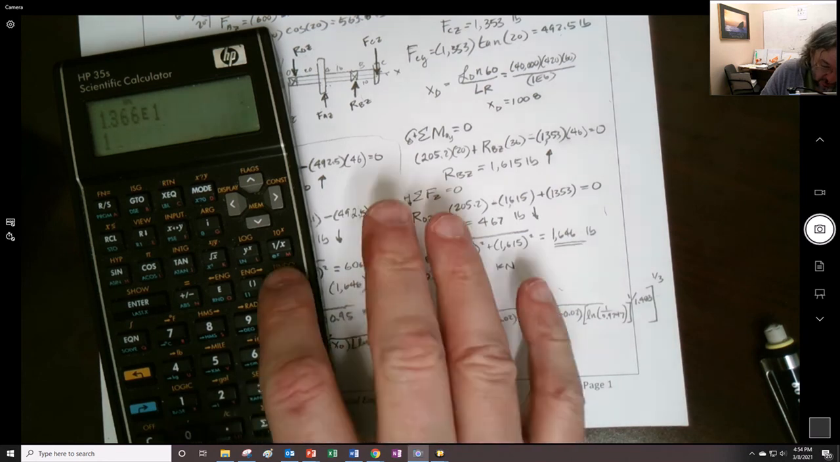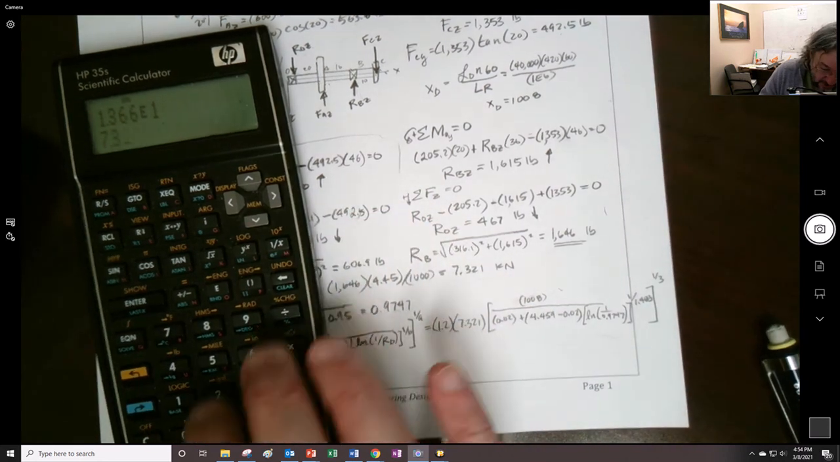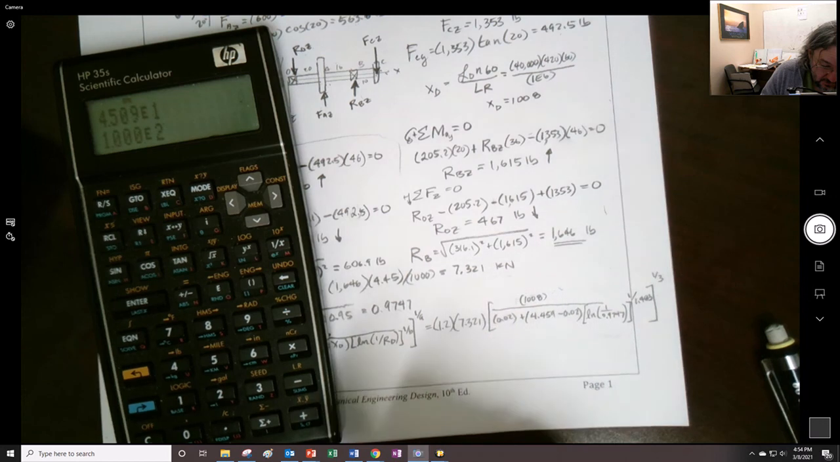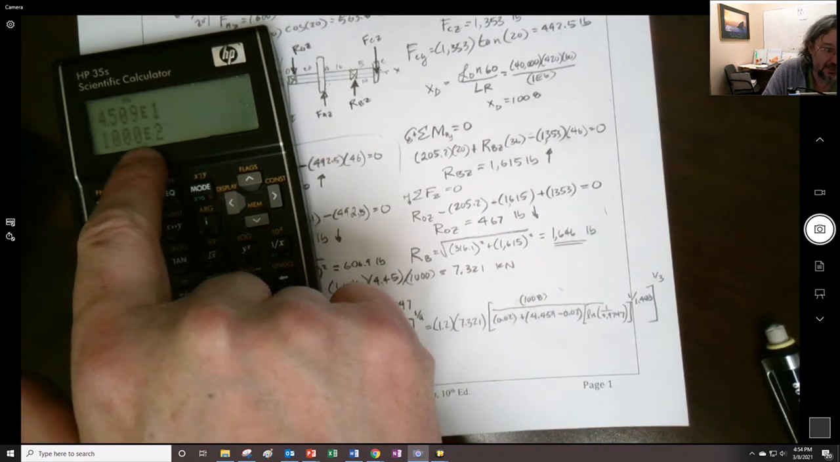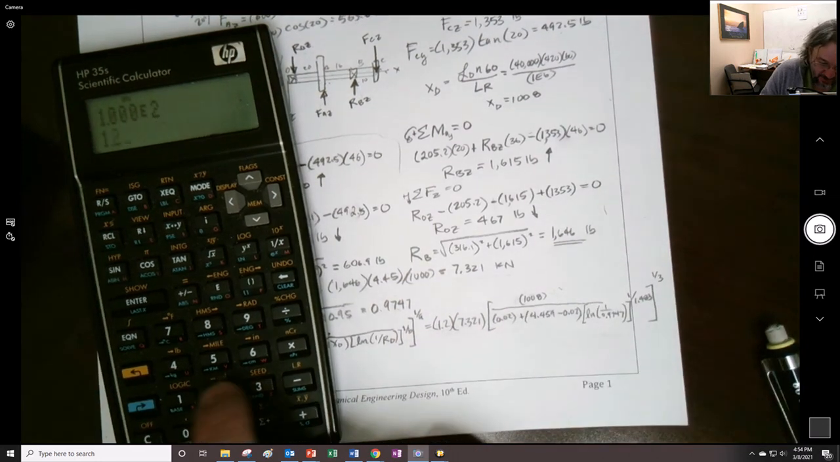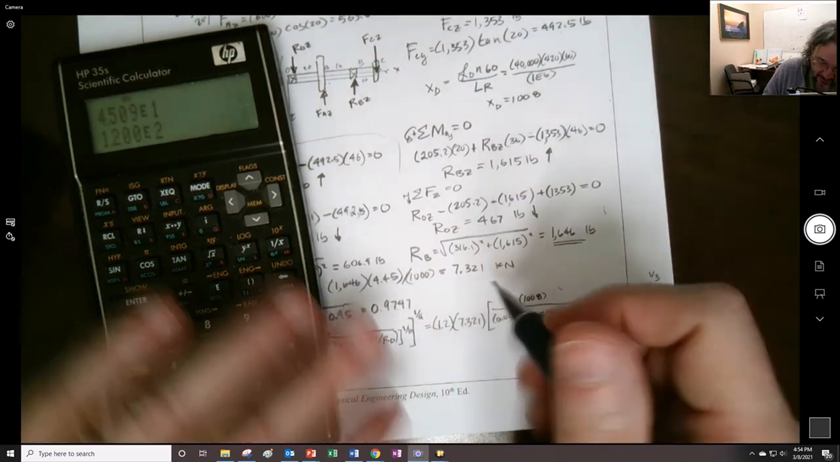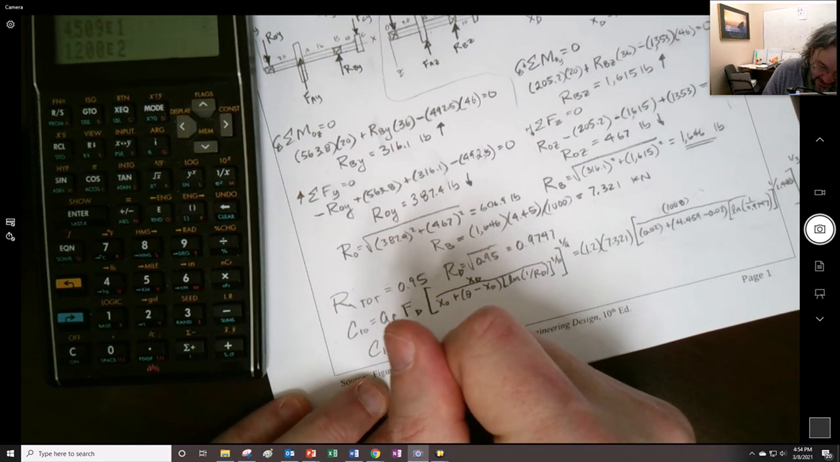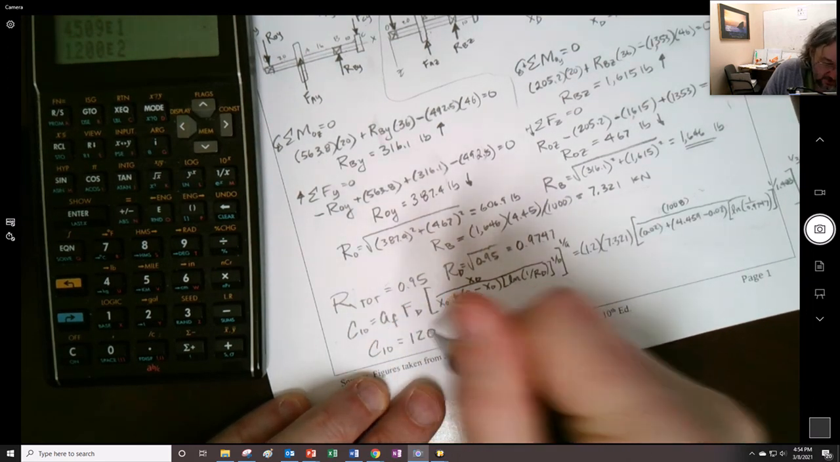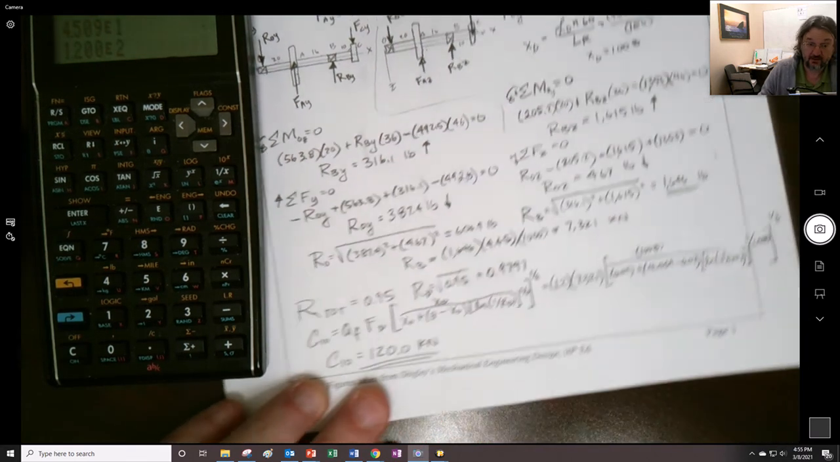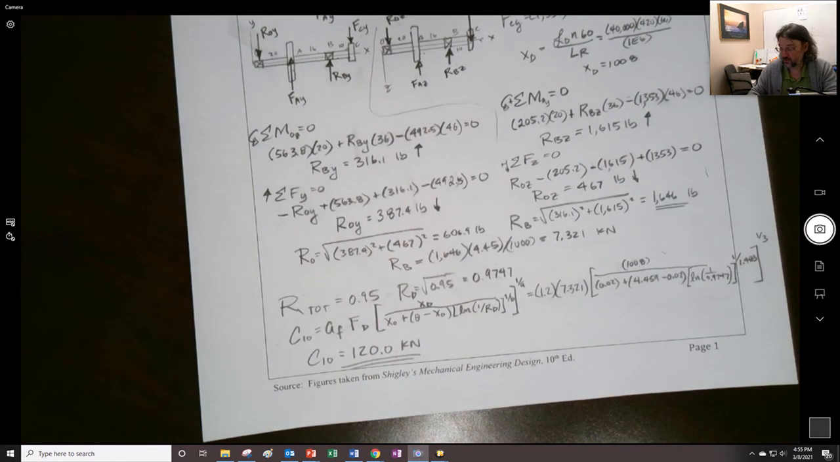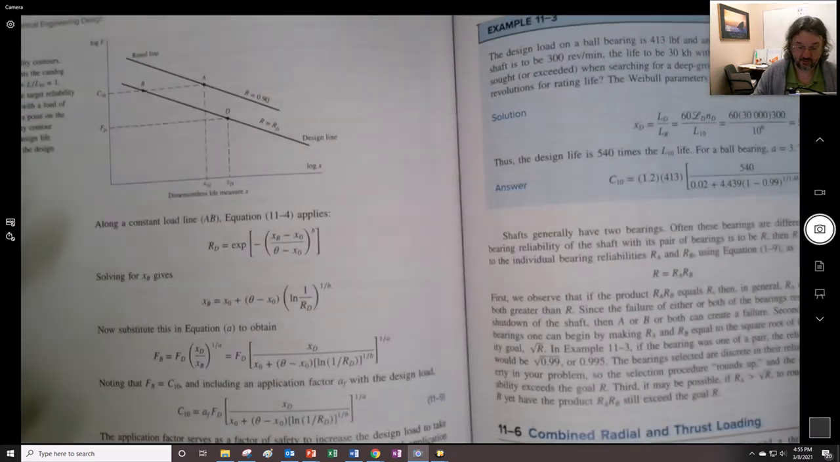So wait a minute, I have 7.321 times, right? So already I'm at almost exactly 100, and then I multiply by 1.2. So I have the C10 of this is 120 kilonewtons, which is pretty big for this table that we have right in here.